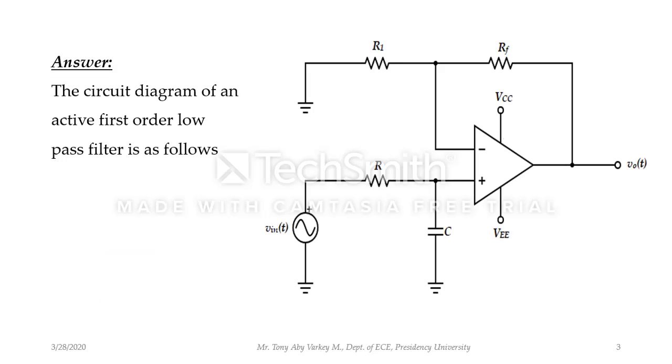We have already drawn the circuit diagram of a first order low pass filter. This we have already covered in the class. You can see the capacitor is grounded. This is the RC network that will be doing the filtering. Now RF and R1 constitute the gain. This is used in a non-inverting configuration.